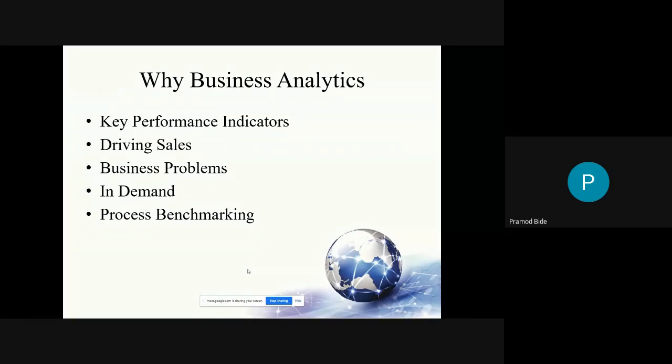And process benchmarking. When you talk about a product company, let's take an example of an Android phone manufacturing company. If this company wants to sustain in a competitive market, then they must identify key performance indicators. Let's take Samsung. Samsung has various Android phones, starting from 5K to a highest of 1 lakh, 2 lakhs.